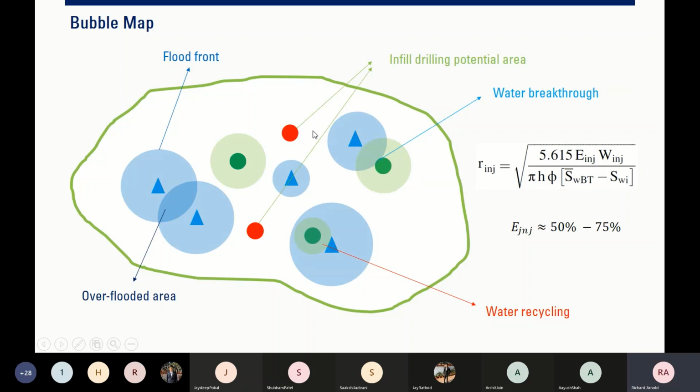But it can also give us where we can locate our infill drilling well, like this one. We can locate our infill drilling area here in this spot. Okay, it is supported by an injector, but with no oil well. So it means I can put my infill drilling well at this location. Okay, so this is the analysis a bubble map can give us. It is very interesting, very useful to construct.